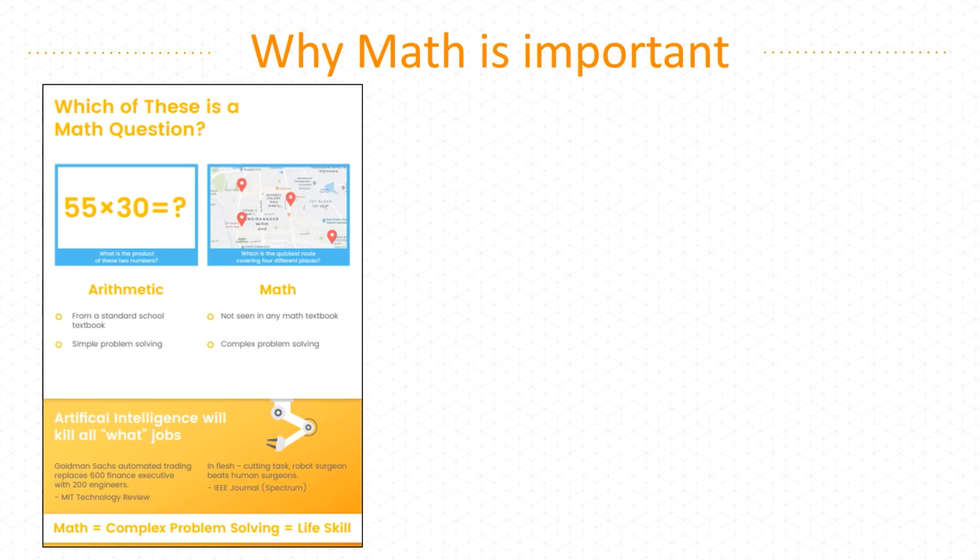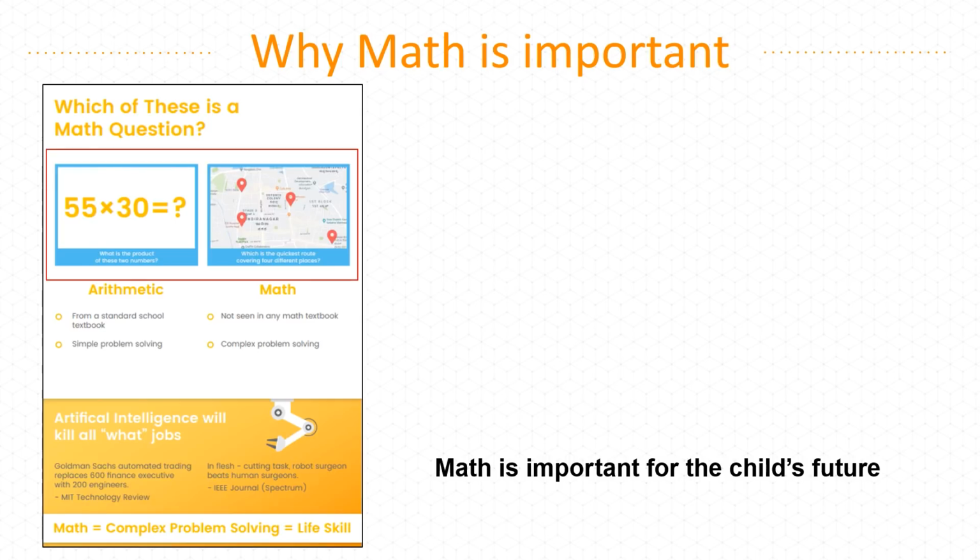The first page talks about why math is important for the child's future. Begin by talking about our take on math. Ask the parent, which of these do you think is a math question? Allow them some time to answer. Then highlight that the first question can be seen in any math textbook. It can be solved by a standard multiplication procedure or with the help of a calculator faster than most of us can. Whereas the question on the right is different.